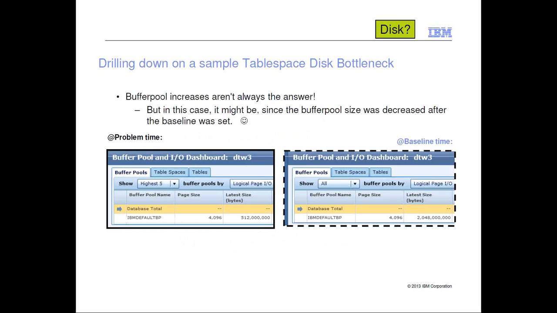Now, when we go back to the buffer pool tab of the dashboard, we notice that for one of the buffer pools, which is the IBMDEFAULTBP in this particular case, the size of the buffer pool seems to have changed quite a bit from the baseline time. Now, this could probably answer the issue that we have seen in terms of the buffer pool hit ratio getting reduced from 94% to 78%.